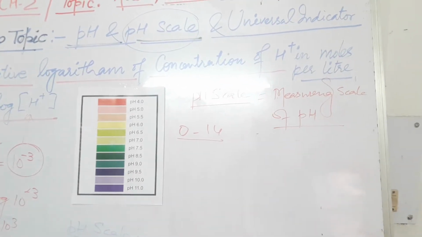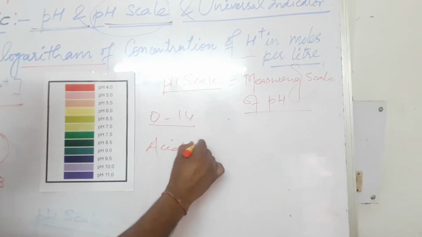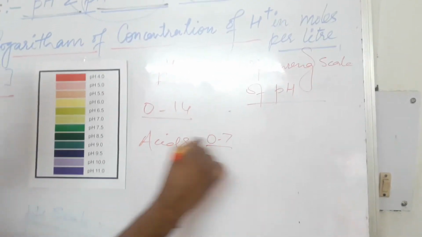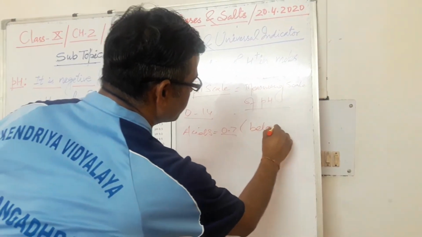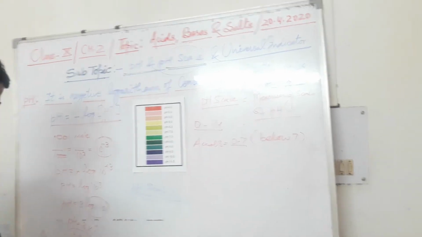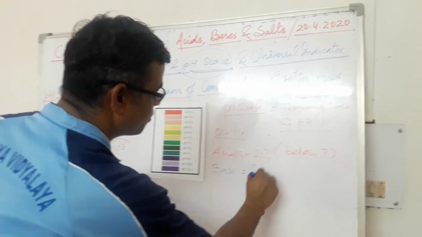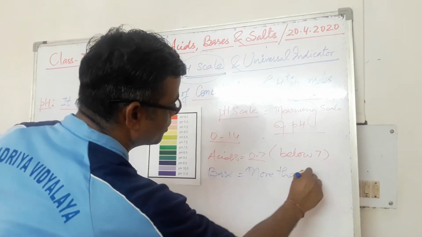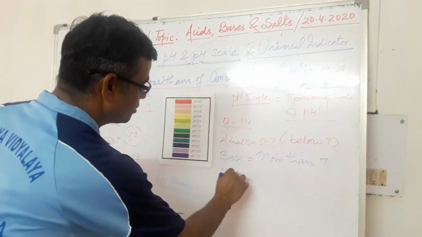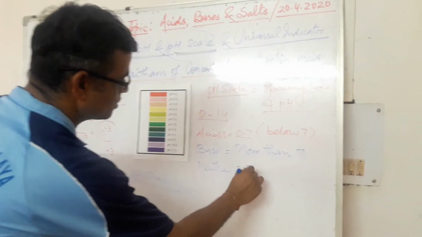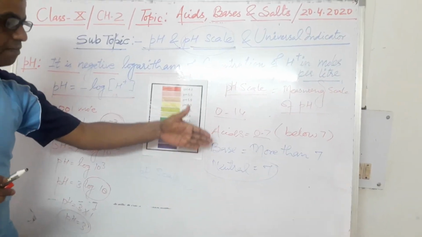It is categorized for acids, bases and neutral solutions, with different ranges. For acid the range is 0 to 7, or we can say below 7. For the base the range is greater than 7, and for neutral solutions the pH is exactly 7. So this is the range of the pH for acids, bases and neutral.